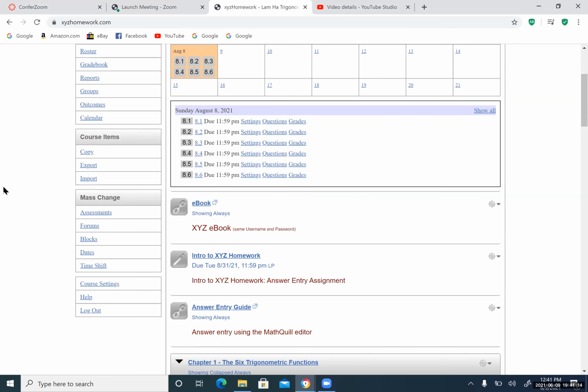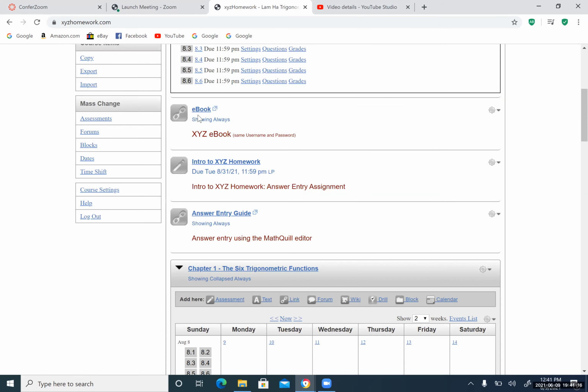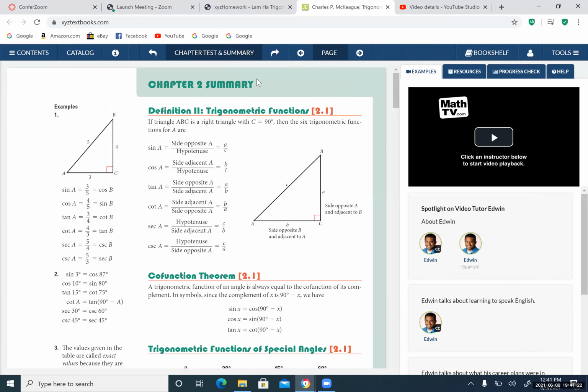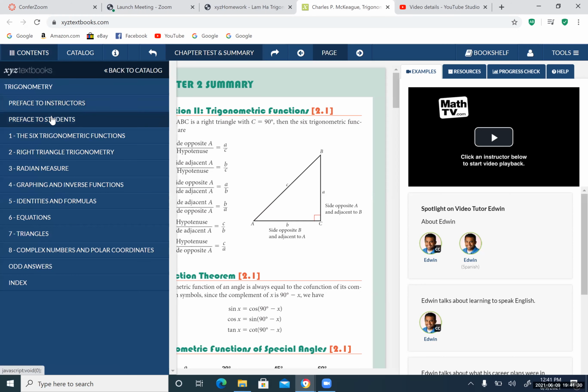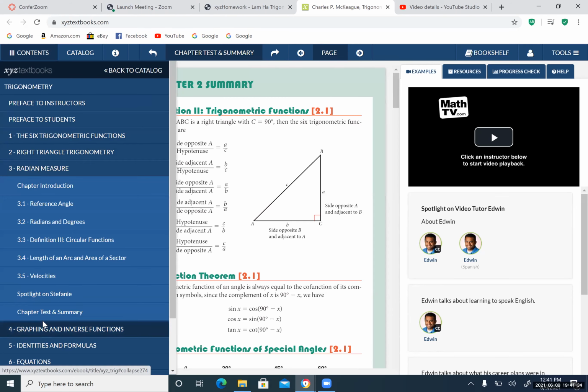Let me see. Okay, so I go back to the ebook. I repeat the step. I'll let you see the chapter summary. Chapter 3 summary. We have done the chapter 2 summary already. So chapter 3 summary, and then we will watch the lecture together. Okay, so summary.